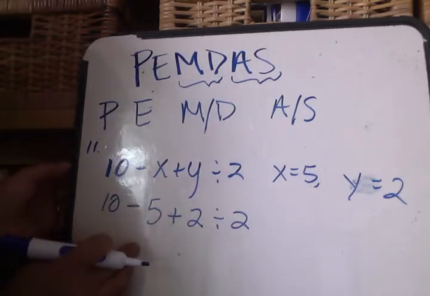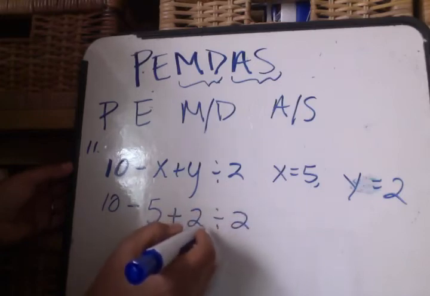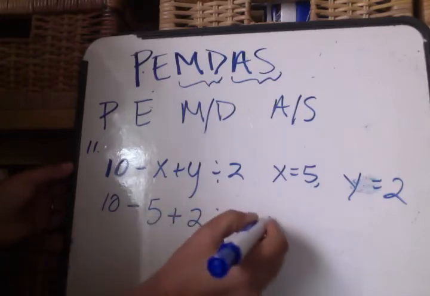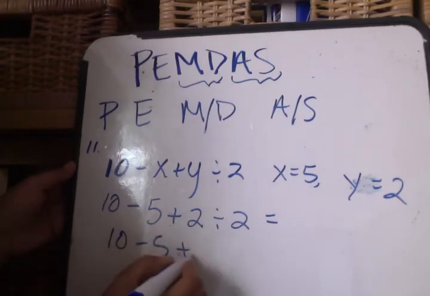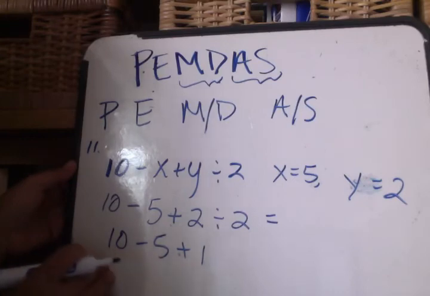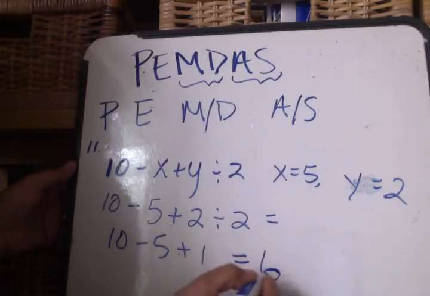Now to solve this, I don't do this first. I have some division here, so I do that first. 2 divided by 2 is 1. So this is going to equal 10 minus 5 plus 1. And then again, this is going from left to right. I don't do addition first. I do this, then this, then this. So 10 minus 5 is 5. And then 5 plus 1 equals 6.